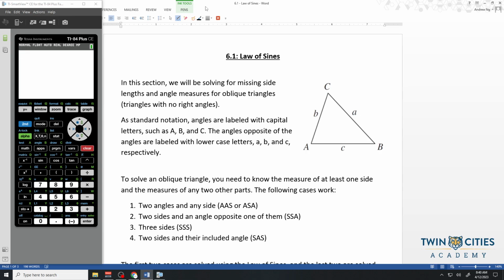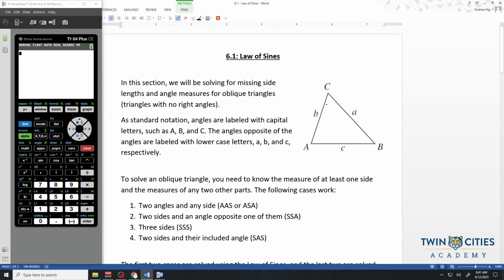Remember that we always label triangles by their angles, capital letters A, B, C, for example, here, and that the side lengths opposite to those angles, so side length A here between B and C, would be little a because it is opposite of angle A. Same thing for B to angle B, and then C to angle C.